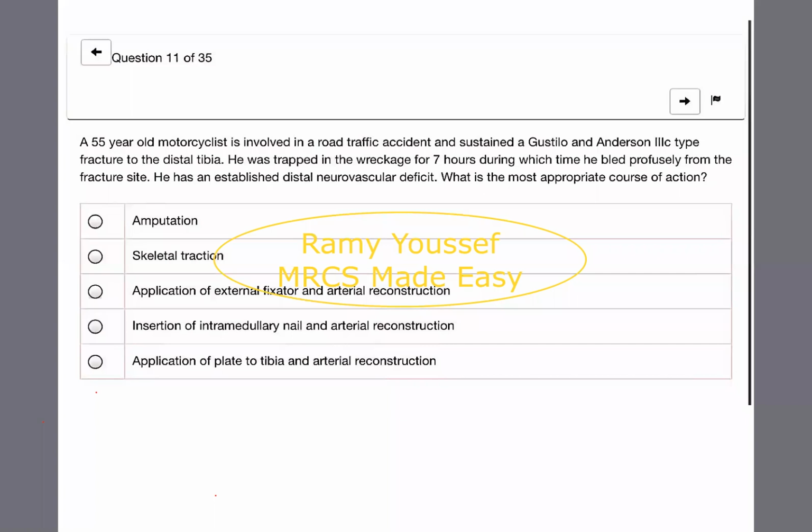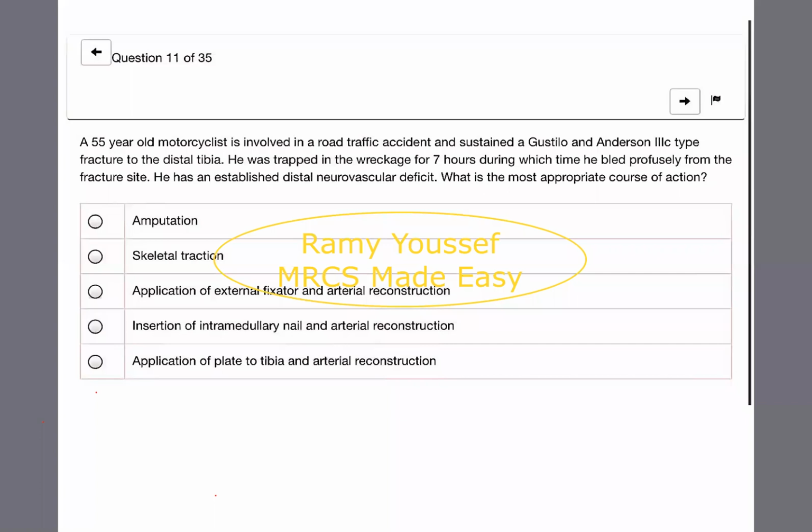What does Gustilo and Anderson type 3C example injury for you? It's like severe injury to the soft tissue and a crushed injury, you can say. Okay, what does Gustilo and Anderson type 3C fracture point to? Injury to what? The neurovascular bundle is exactly injured.